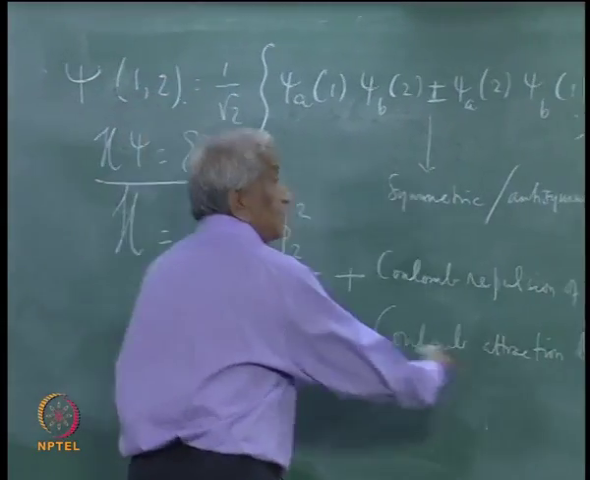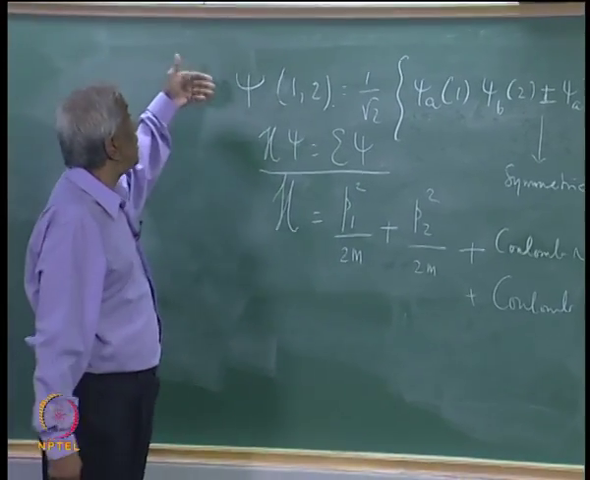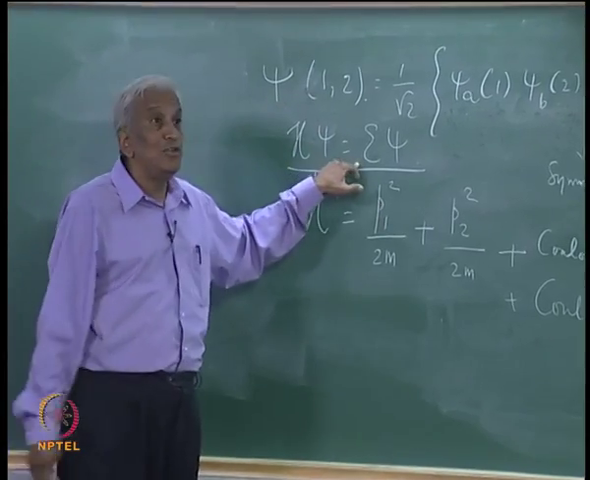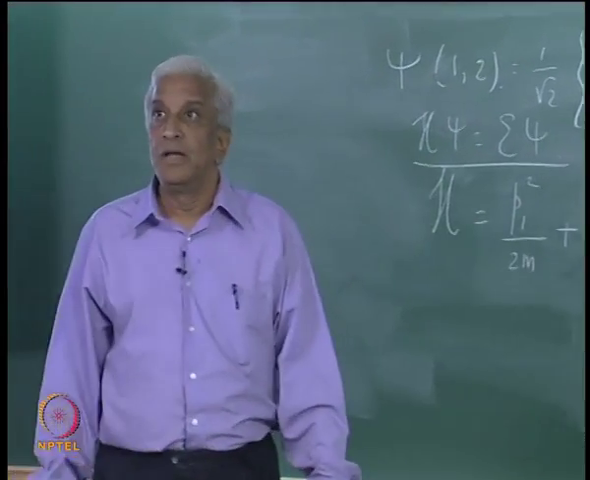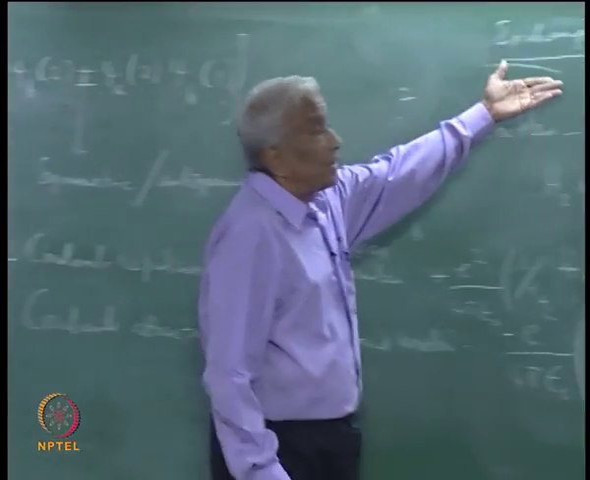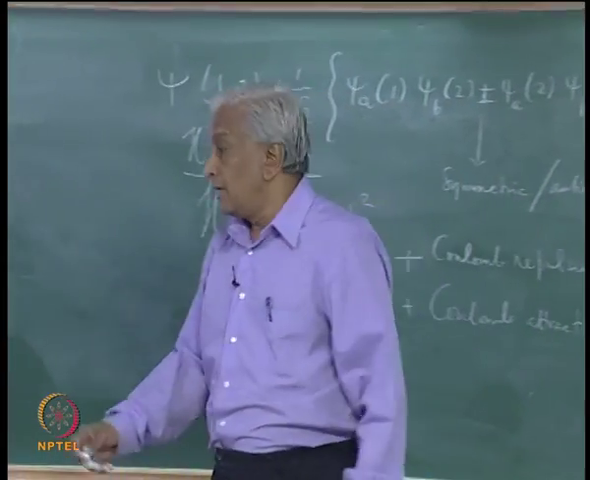So, all these terms enter into the Hamiltonian, and we use this Hamiltonian and this 2 electron wave function to solve for the eigenvalues of the molecular ground state, and that will give us a clue for the presence of the exchange interaction. We will consider the solution in the next lecture.